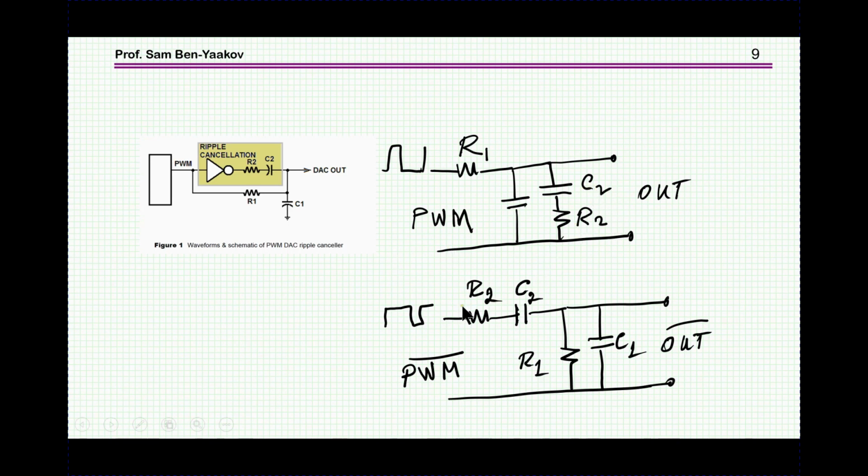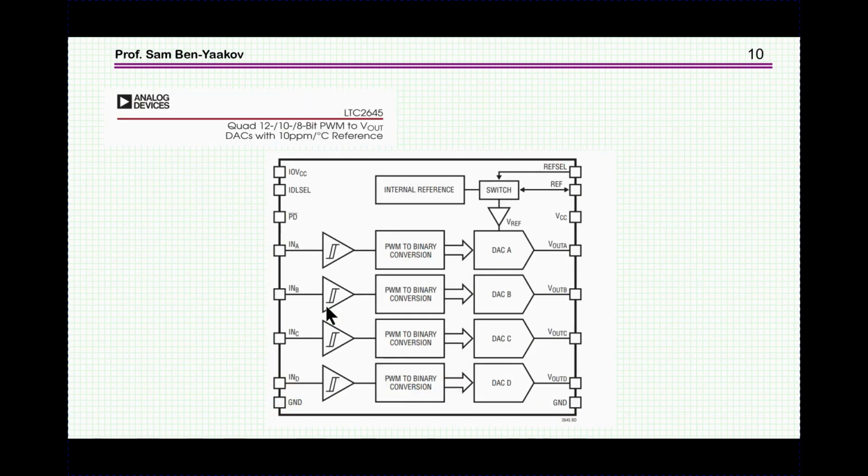So there is a compromise here, and however you look at it, you end up with the fact that this circuit and the double pole RC circuit are about the same. And so this ripple cancellation is a neat idea, but it's really not adding much. So what can be done?